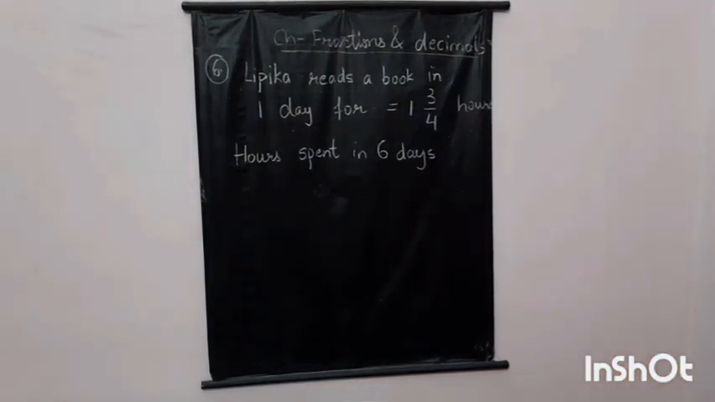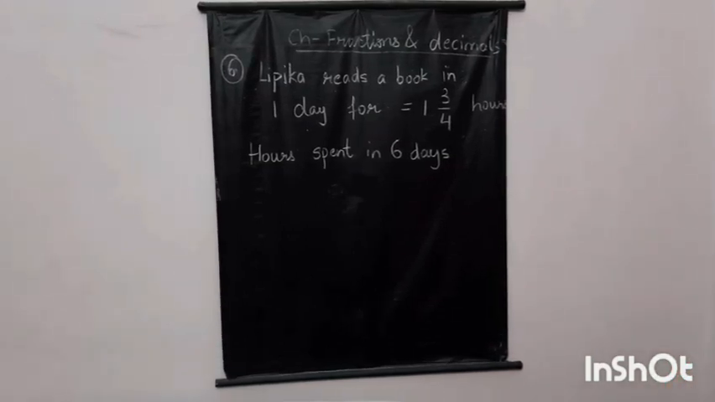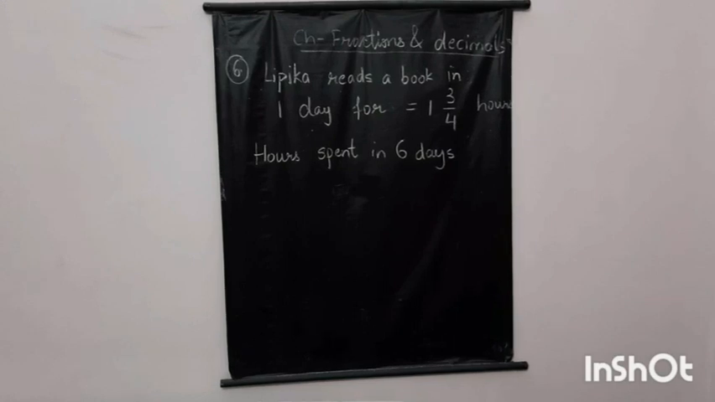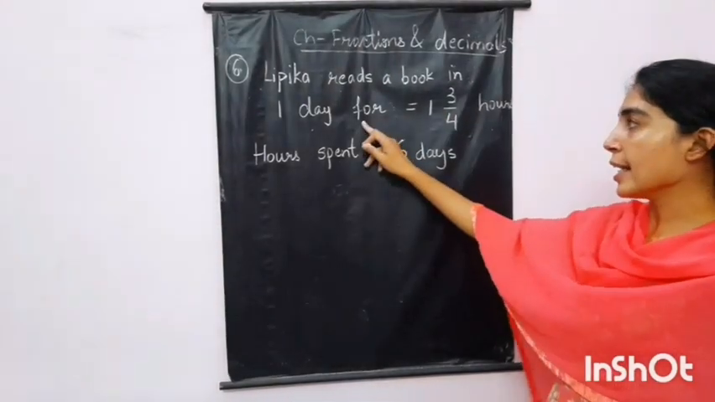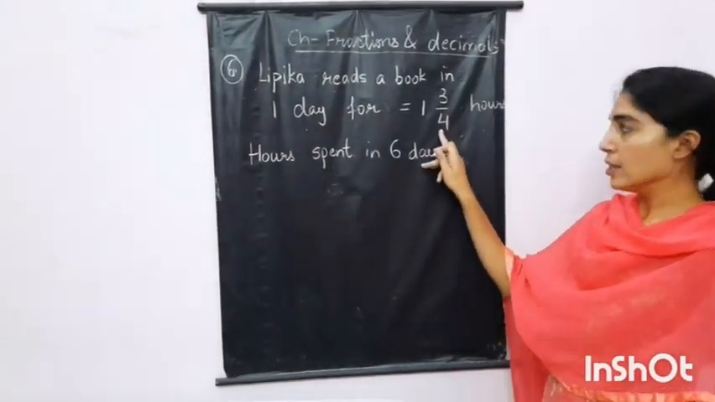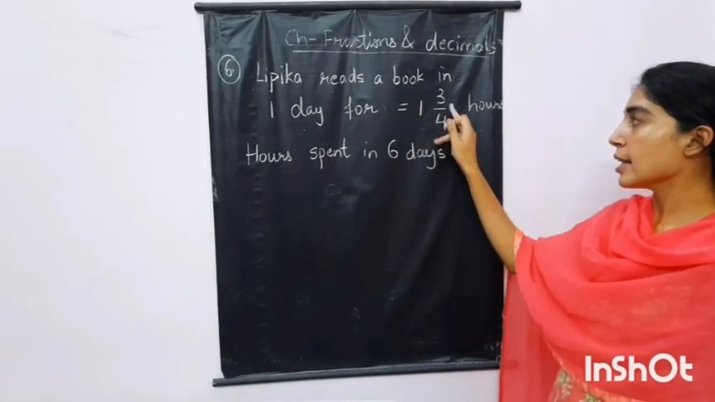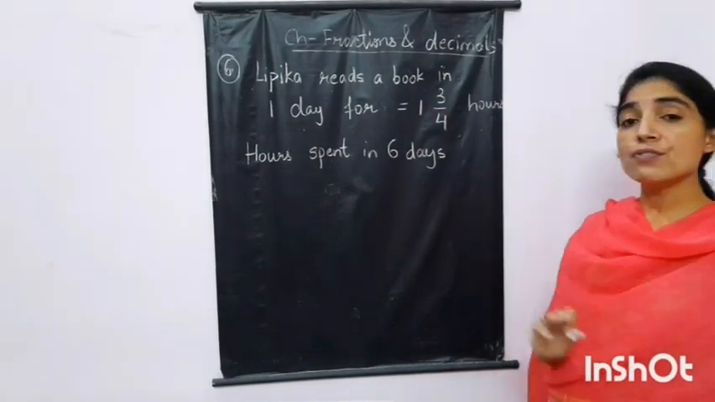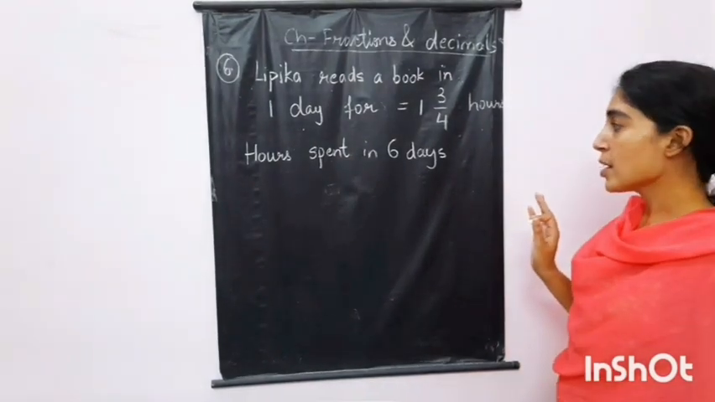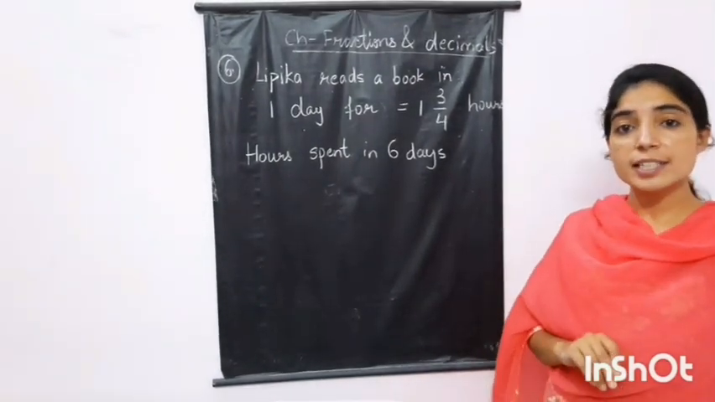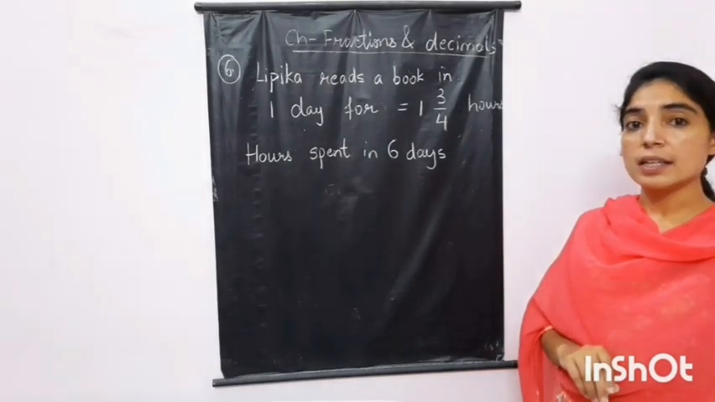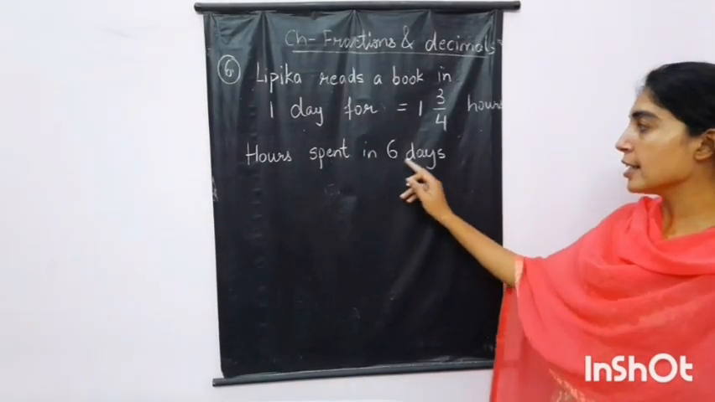Next question is, Lipika reads a book for 1 3 by 4 hours every day. She reads the entire book in 6 days. How many hours in all were required by her to read the book? So, Lipika reads the book in 1 day for this many hours. In 1 day she reads the book for 1 and 3 by 4 hours. She finishes reading the book in 6 days. So we have to tell how many hours she spent in reading the book completely. She completes reading in 6 days.